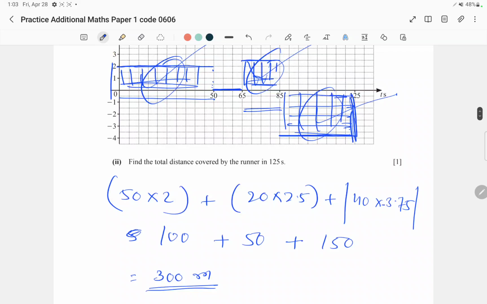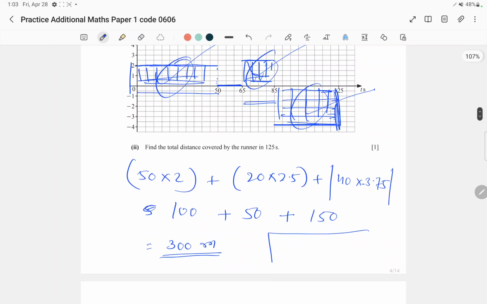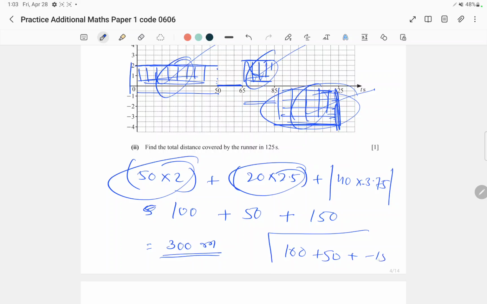So you want to add in this way. Like this area is 100 over here, so 100. This area is 50, so 50, and plus this area, which I got minus 150, right? And when you add that, then 0. But this is your displacement, right? This is not distance, it is displacement.